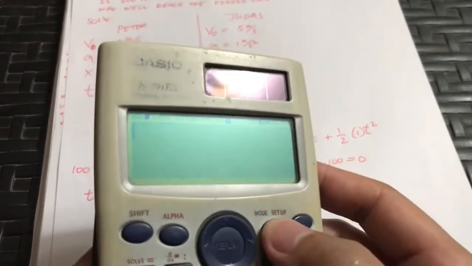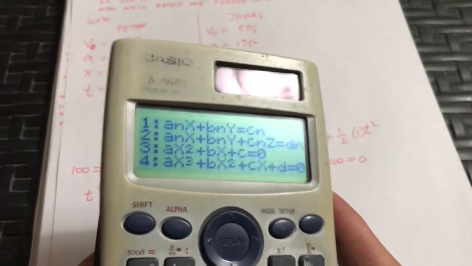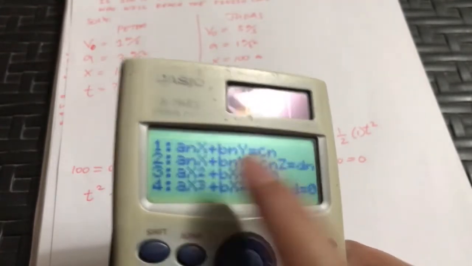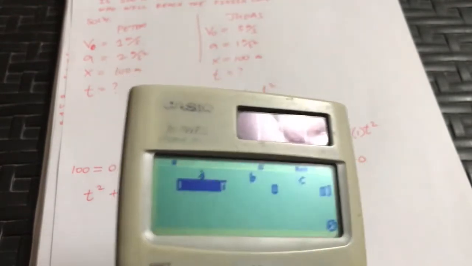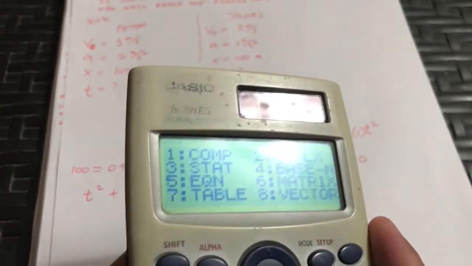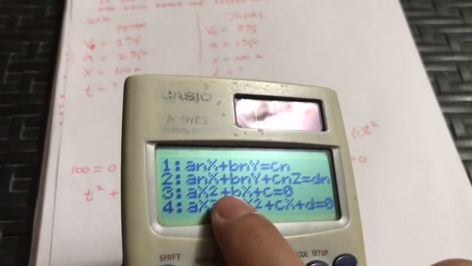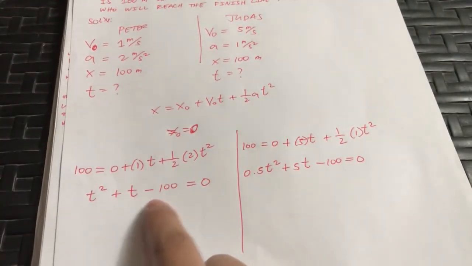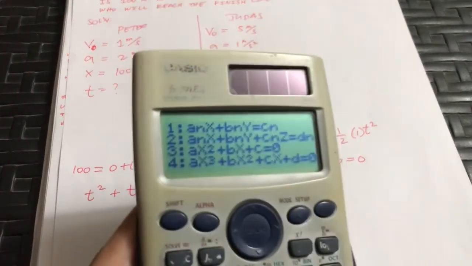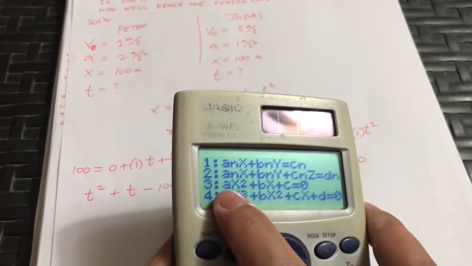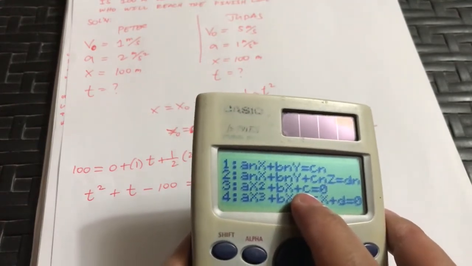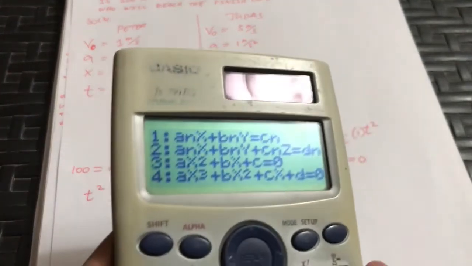So let's go to our calculator, mode 5, equation. We'll choose 3 because there's only one variable but with a power of squared. So I repeat, when using equation, you need to follow this placement: A, B, C, equals 0. The A is the coefficient of the squared term, B is the coefficient of the linear term, and C is the constant without the variable. Okay. Let's start.